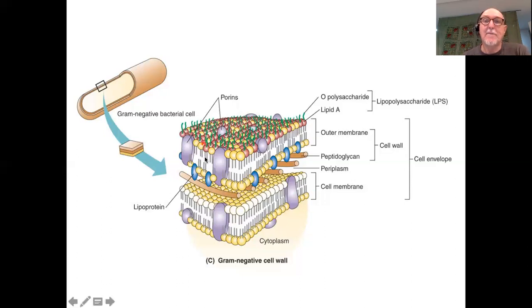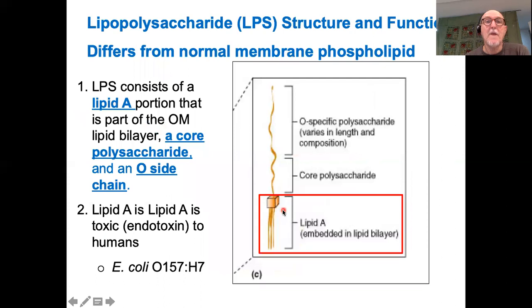This outer structure confers all sorts of very useful properties to the cell. So here, just to emphasize, is the structure of that lipopolysaccharide. Here is called the lipid A that's embedded in the lipid bilayer. There is a polysaccharide here, and then on the outside is the O antigen, and it's also a polysaccharide. It's called the O antigen because this is one of the things that excites a very, very strong immune response.